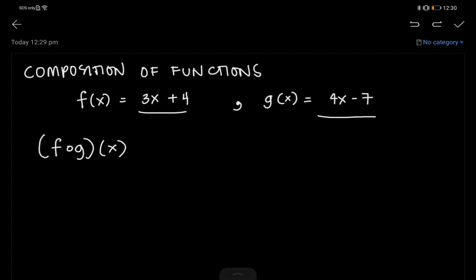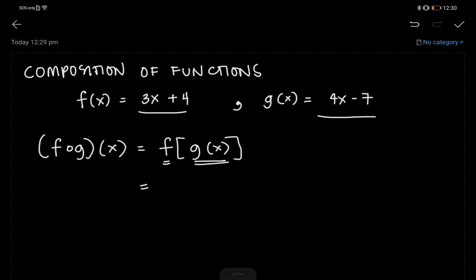So what does a composition mean? It means that one function is inside of another function. In this case, the g of x is inside of the f function. So it means that the value of your g of x is the value of your input of your f of x. We can also represent this like this: f composite of g of x. So the g of x will serve as the input of your f function.